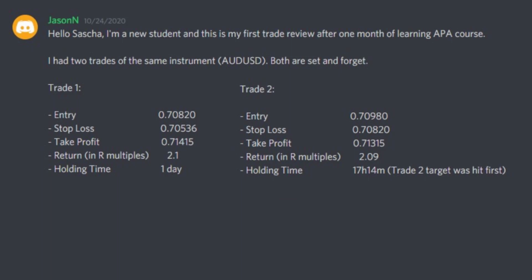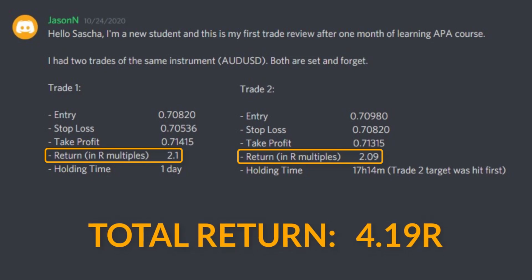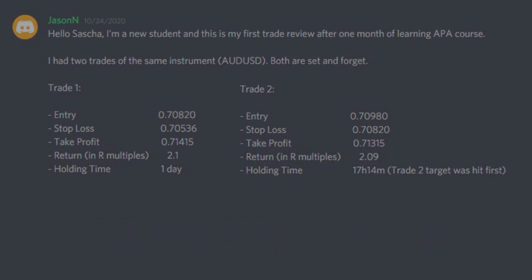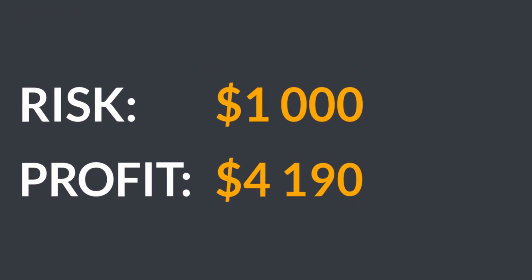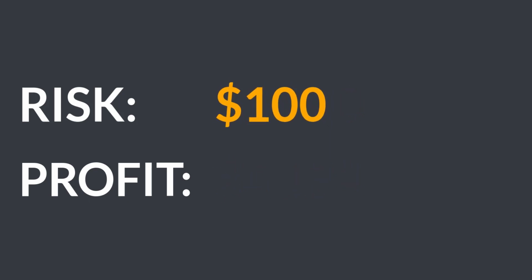On the first position, he made a return of 2.1 R, and on the second trade, he made a return of 2.09. So he made a total return of 4.19 R, and that means that if he would have risked $1,000, he would have made $4,190 return on the trade. If he risked $100, he would have walked away with $419. So that is a really solid return in my opinion for this short of holding time.